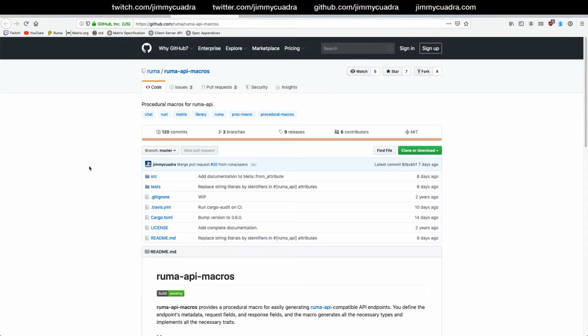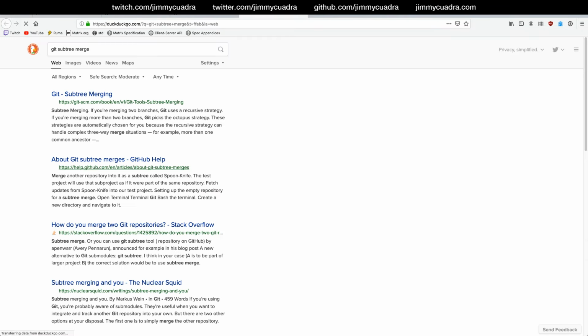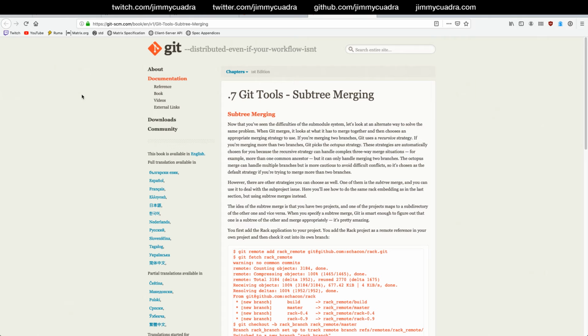So Jonas mentioned git subtree, but there isn't a git subtree command, so I think he's talking about a specific type of merging. I have never done this. I was not even aware that this was possible. So let's take a look at the documentation about subtree merging.